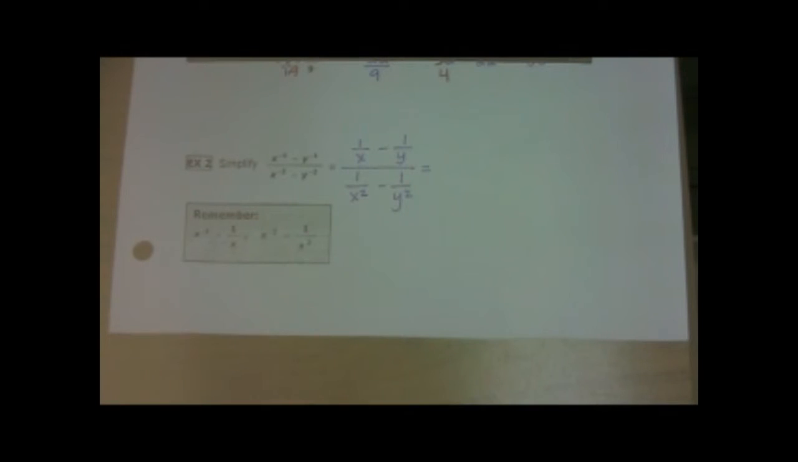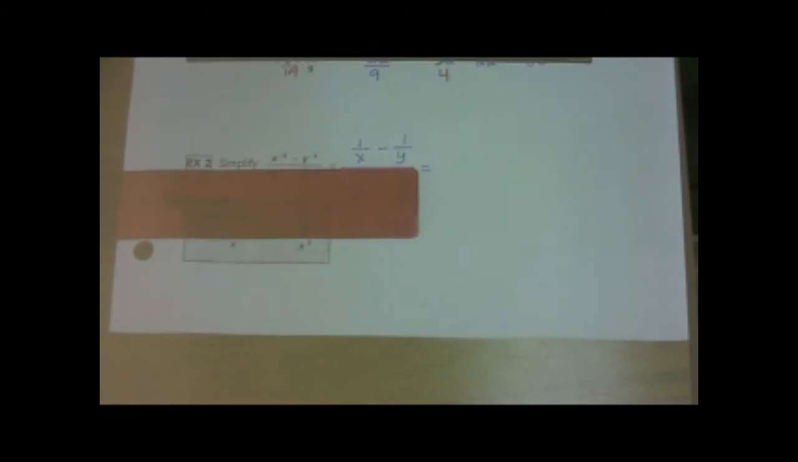Okay, now, the next step, we simplify the numerator and denominator separately. So I'm going to cover up the denominator so it doesn't confuse me. In the numerator, I have to find a lowest common denominator. That would be xy. So this fraction needs a y on the bottom and a y on top. And this fraction needs an x on the bottom and an x on top. So in my next step, I have a common denominator of xy. My numerator, y minus x.